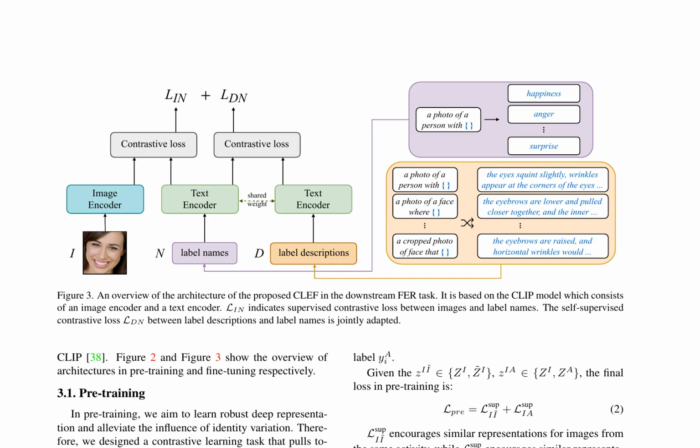Cross-modal contrastive learning pushes image features close to textual features, enhancing the learning of better representations. In fine-tuning, CLEF adapts to both image and text scenarios, utilizing image and text encoders. The loss functions include self-supervised contrastive loss for name-description pairs and supervised contrastive loss for image-label pairs.